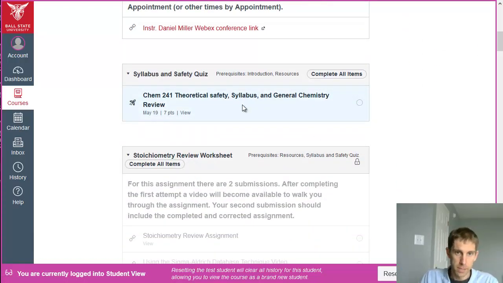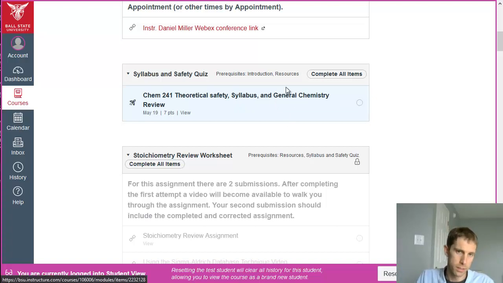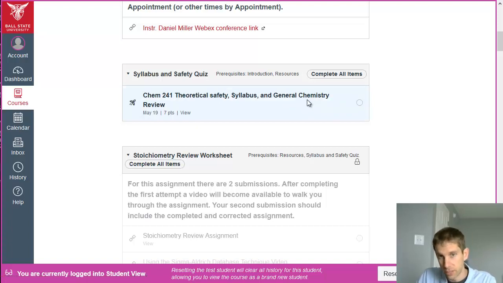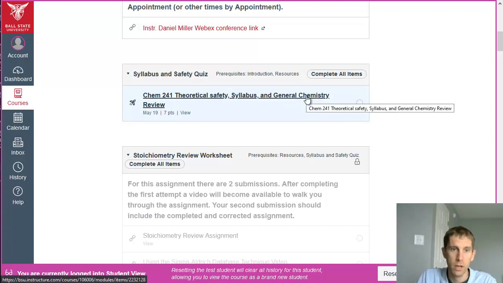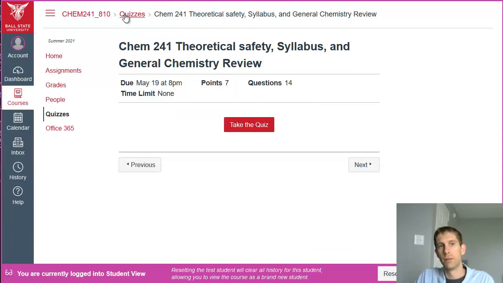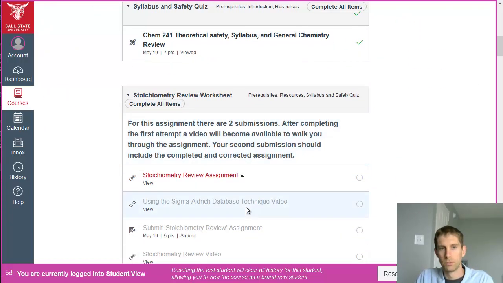One exam where you don't have to be on there is this theoretical safety, syllabus and Gen Chem review quiz. This quiz contains safety and syllabus information, as well as a couple of general chemistry review questions. It's worth 7 points. Once you take this, you'll be able to jump into the next module, which is the stoichiometry review assignment.